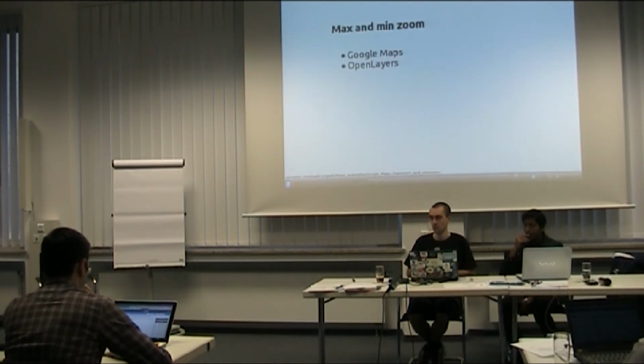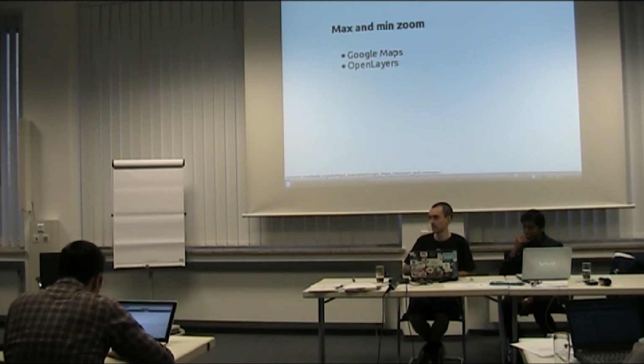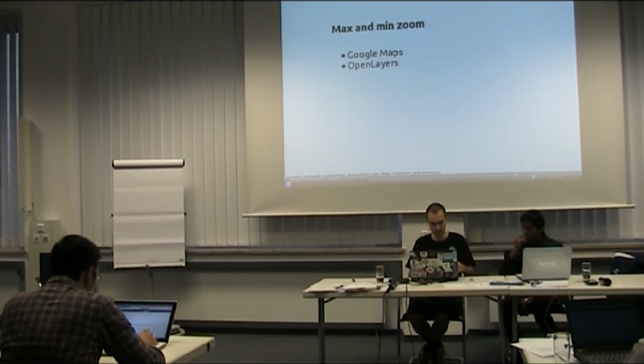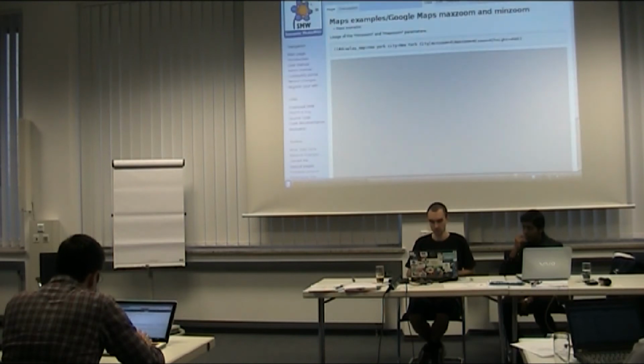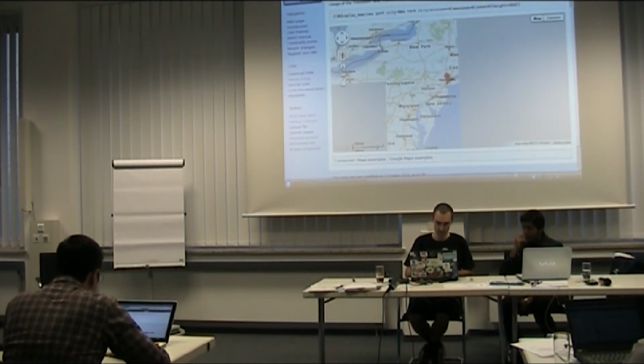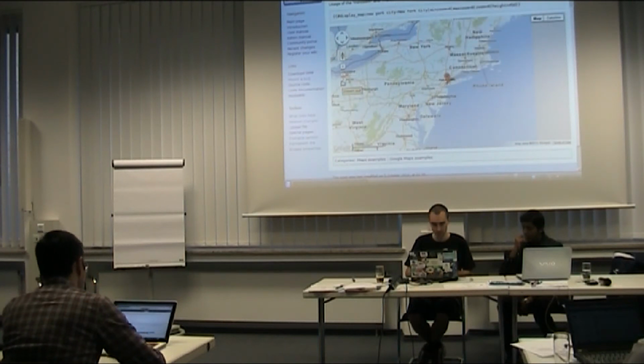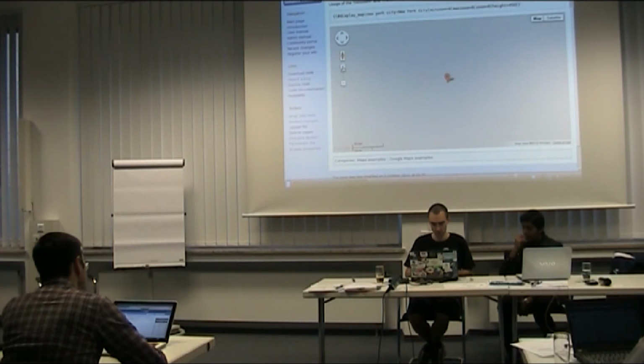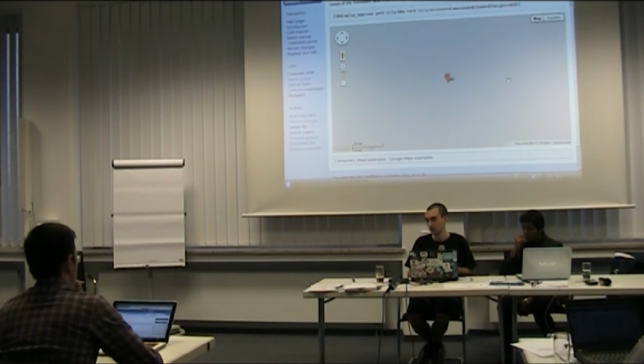You can now also specify the minimum and the maximum zoom of your map. Again, this works with both Google Maps and OpenLayers. So as you can see here, the zoom bar is a lot smaller than it is by default. So now I can only zoom in to this particular level and not more.